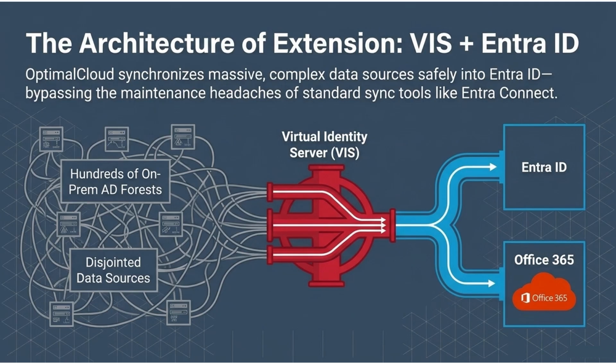That analogy hits on the core mechanism perfectly. Because VIS isn't creating a brand new massive database that you have to secure and manage. Wait, really? It's not a database? No, it's an intelligent router. It reads the data from where it lives, translates the protocol on the fly, and then presents it to Entra ID in the exact format it expects. So for the listener trying to picture the business impact here, achieving a zero-maintenance infrastructure on the back end is essentially the holy grail. OptimalCloud safely synchronizes those complex data sources while completely bypassing the maintenance headaches of standard sync tools. That makes a lot of sense.